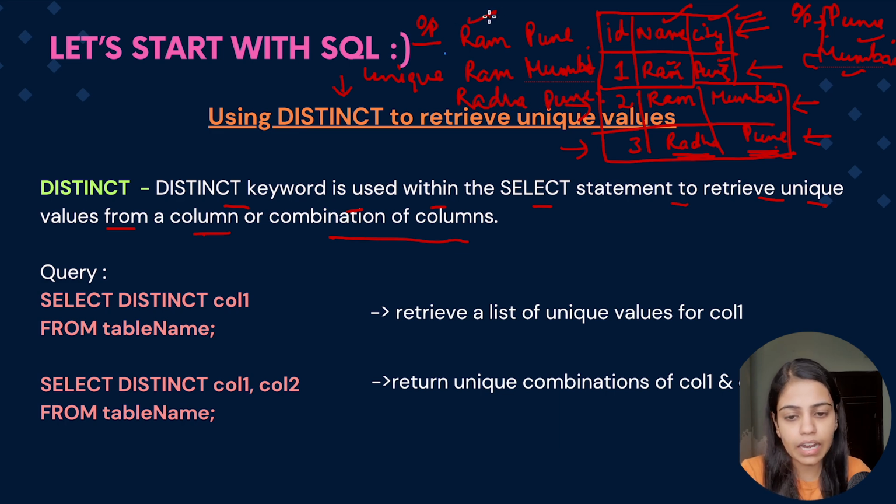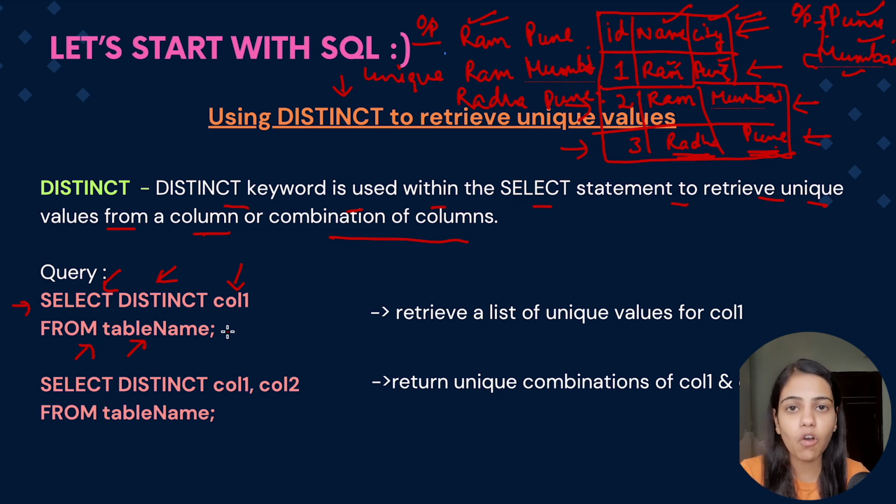So in this way we can get the distinct values either from a combination of columns or from a single column. To get the values from a single column we use this query: select, then we provide the distinct keyword, then we provide the column from which we want the distinct values, then from, and then the table from which we want these distinct values. So: select distinct, then the column, and from table name.